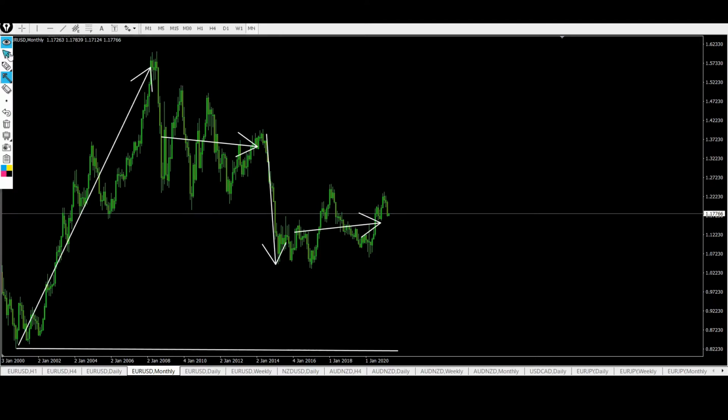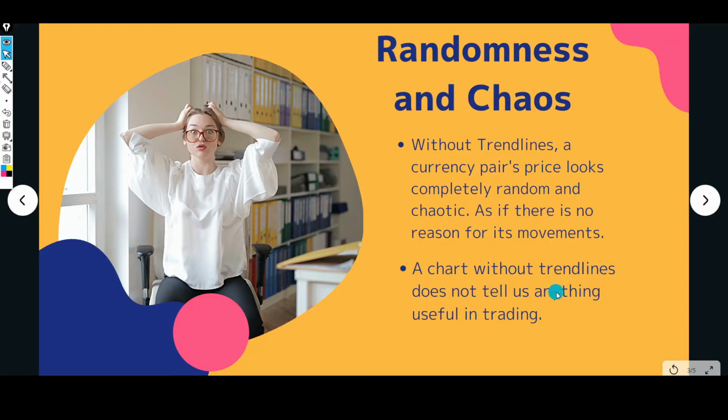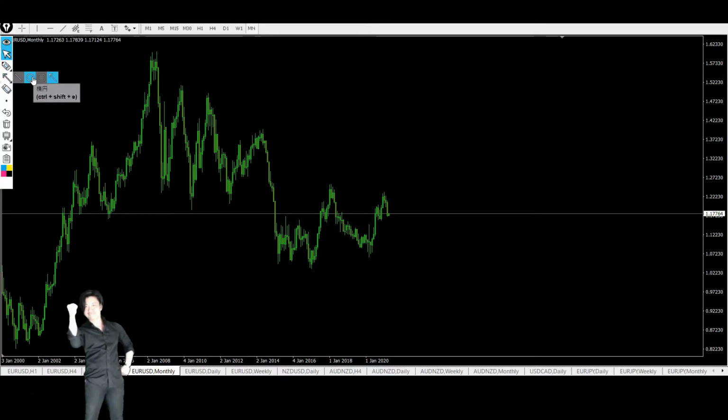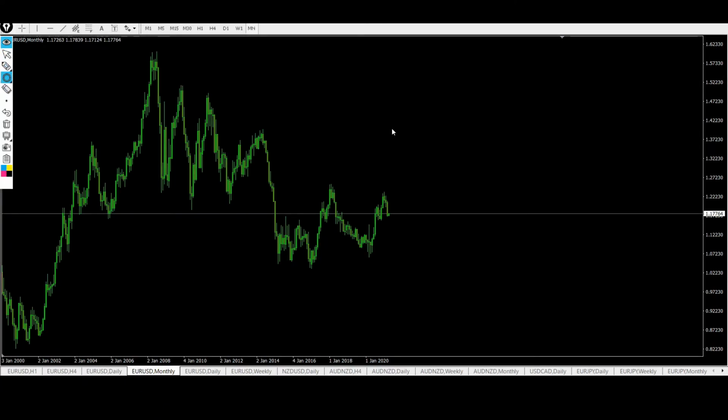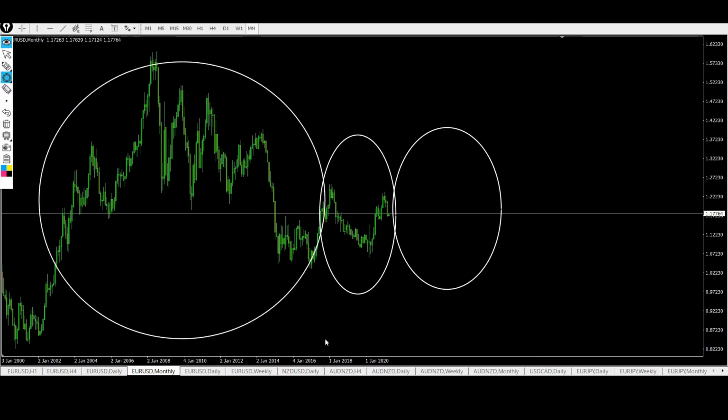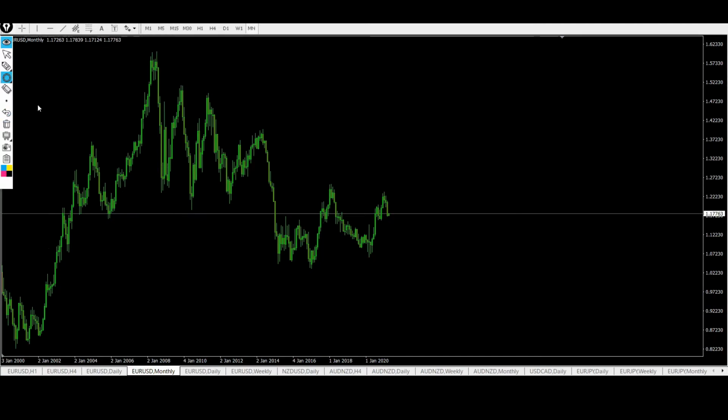Okay, so let's read the rest of that text. A chart without trend lines does not tell us anything useful in trading. So as traders, what we want to derive in terms of information is first and foremost the future direction of price. But then we also want to know what's happening currently right now. And furthermore, we want information of past price also, because past price does show characteristics as well as tendencies of a currency pair. However, without trend lines, none of that information is derivable. Okay, so let's go on to the next slide.